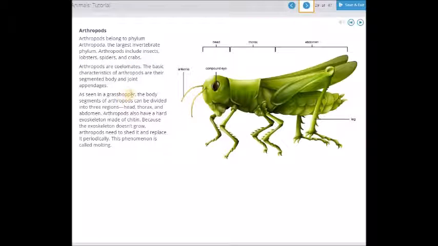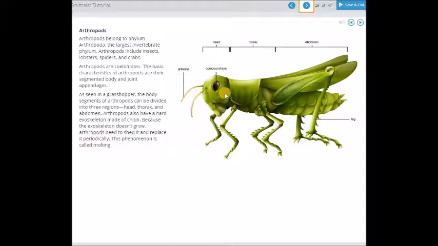They're all related. They're true coelomates, but they have a segmented body, and you can see several segments here. You can see the head, the thorax, and the abdomen. The body segments of arthropods can be divided into three, or sometimes they're fused together. Sometimes the head and the thorax are fused together, right? But they have an exoskeleton, and it doesn't grow. It doesn't get any bigger.